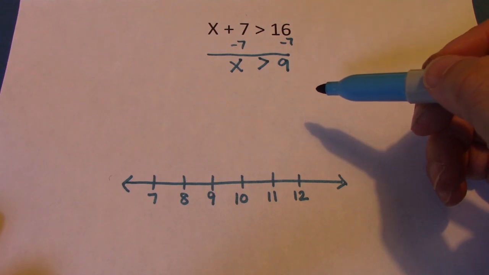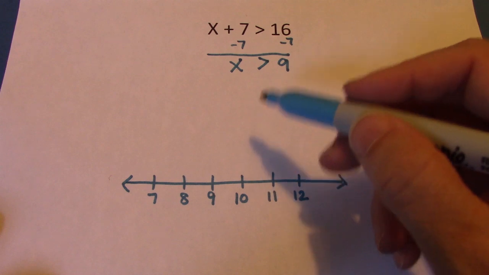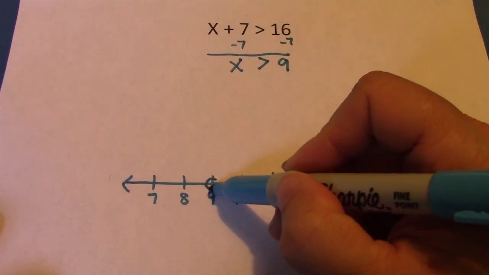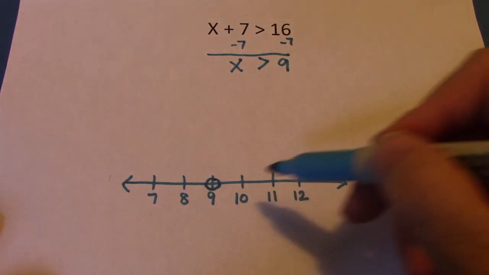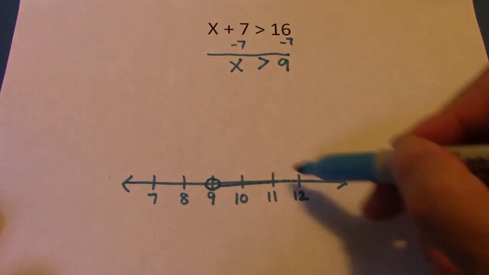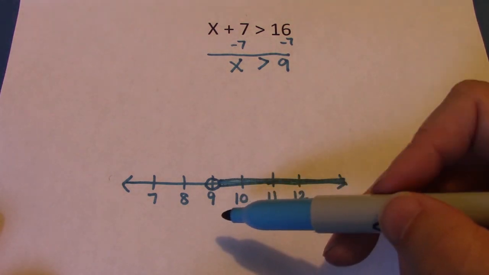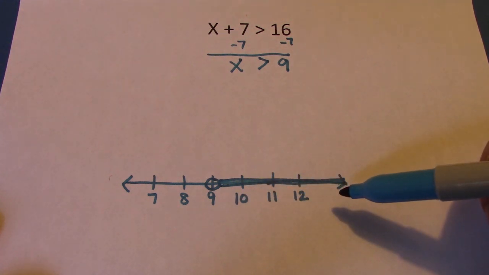That's the solution. We can put that on a number line. X is greater than 9. Here's 9. It can't be equal to, so I'm going to show an open circle. And it's greater than. It goes to the right, greater than. So we shade this part in. So any number that's bigger than 9 makes this true.